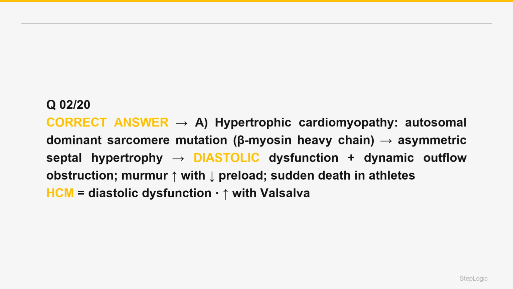Exertional syncope and sudden death occur with outflow obstruction and arrhythmia. Manage with beta blockers, avoid dehydration and diuretics, screen relatives. The autosomal dominant cardiomyopathy with septal hypertrophy, diastolic dysfunction, and a Valsalva-augmented murmur is HCM.